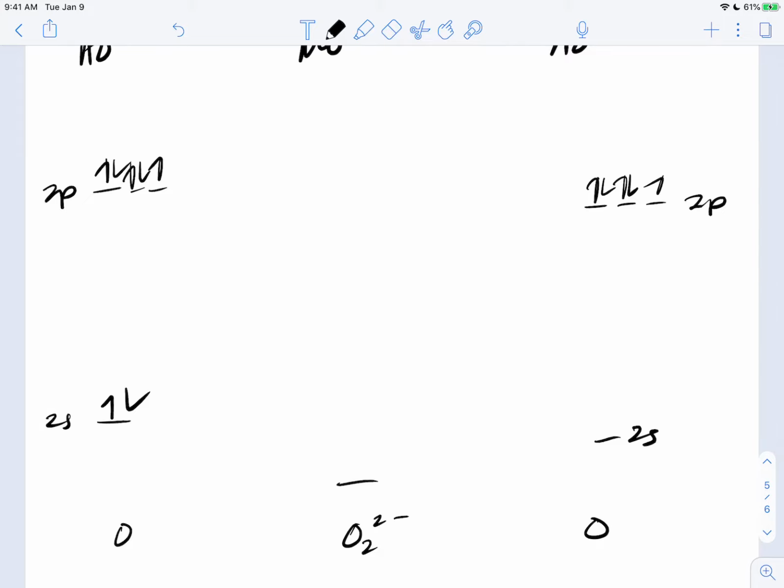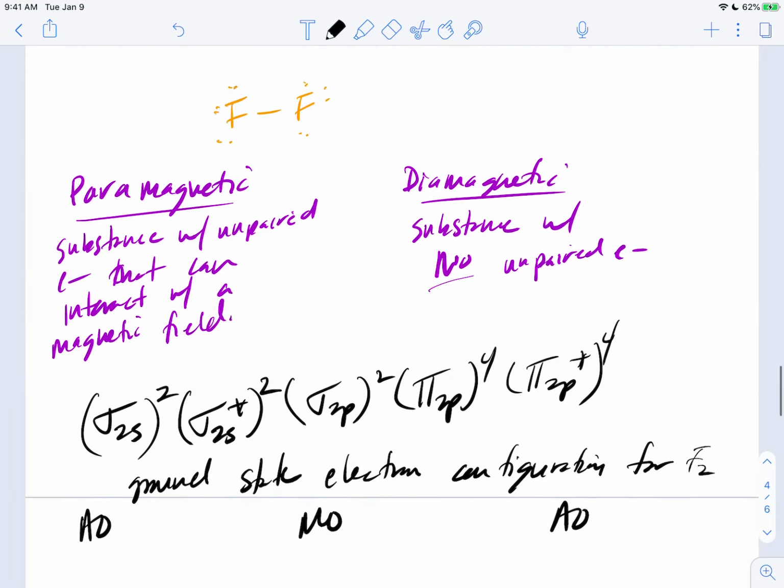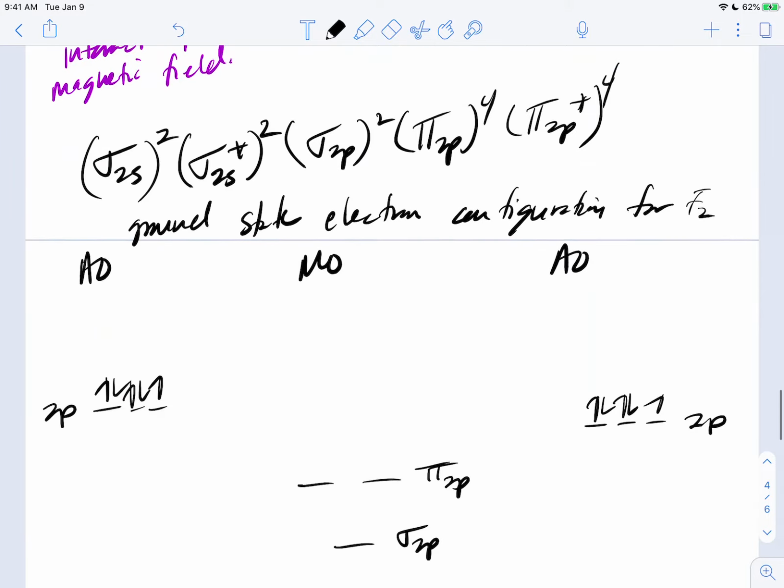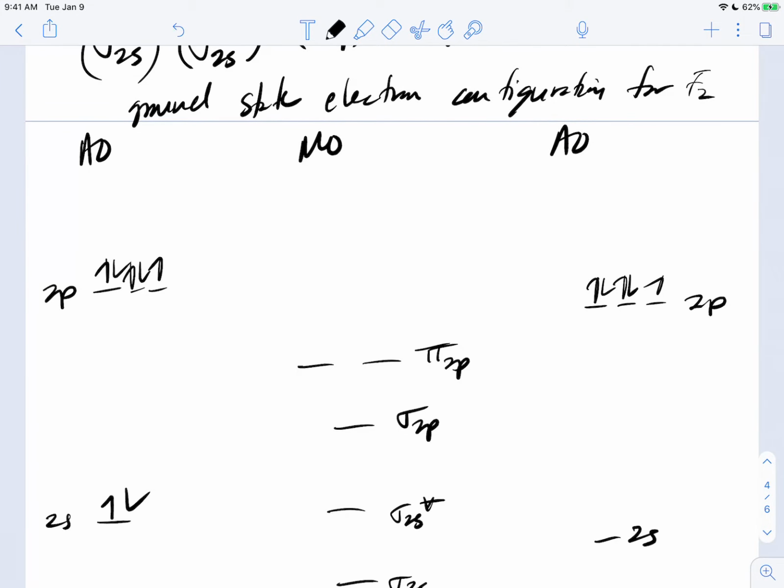And then we're going to put our sigma 2s bonding and sigma 2s star, and then we're going to do the sigma 2p and the pi 2p. Okay, now if you'll notice here, it is the same for oxygen here.